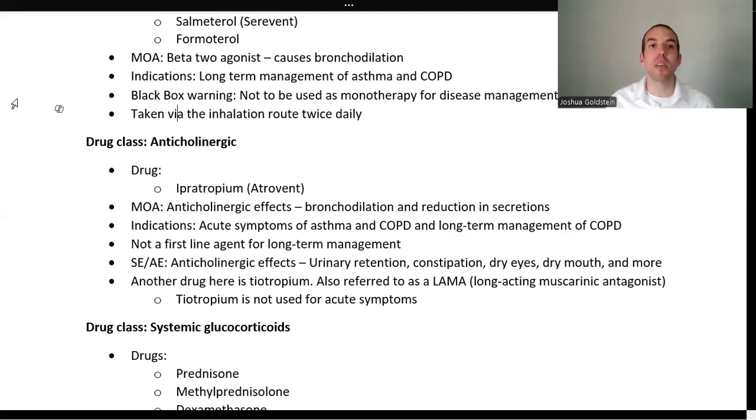Tiotropium is one of the drugs that we use for chronic management. It would be another daily or twice daily inhaler that the patient takes. However, this is not used for acute versus the ipratropium, still within the same class, is used for acute.